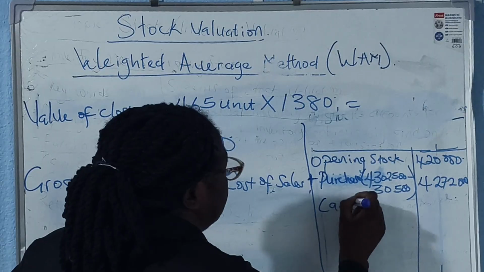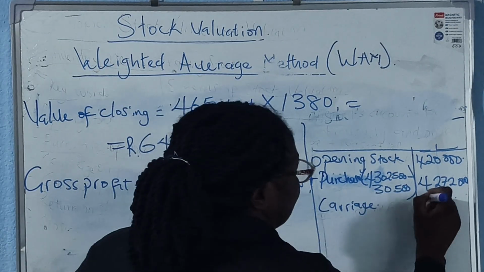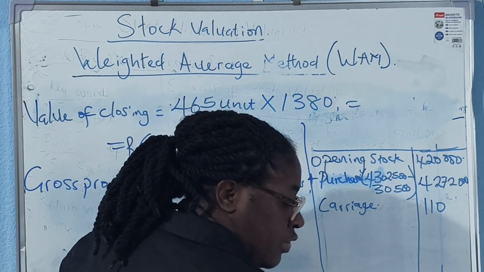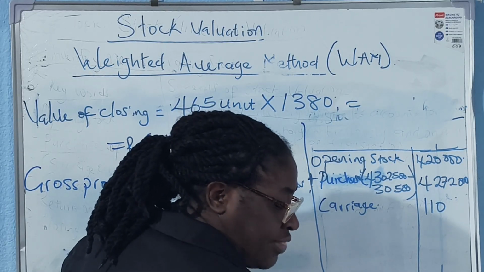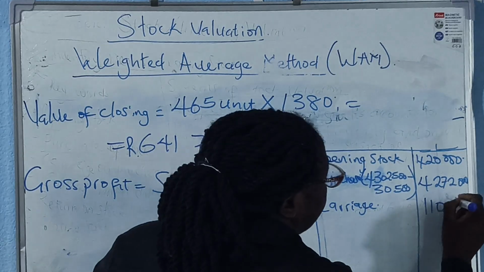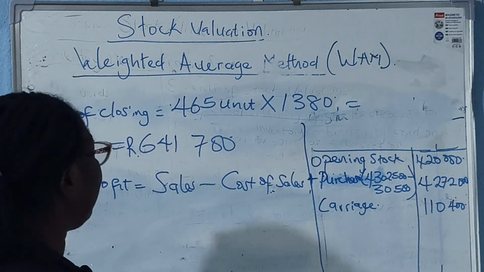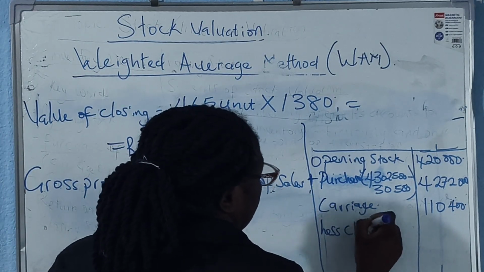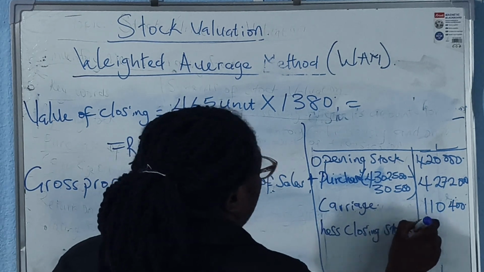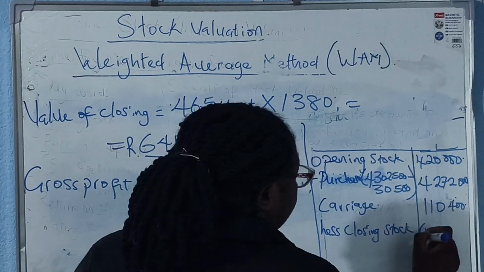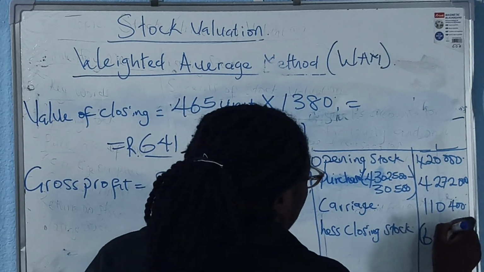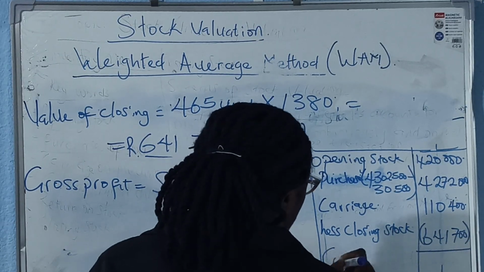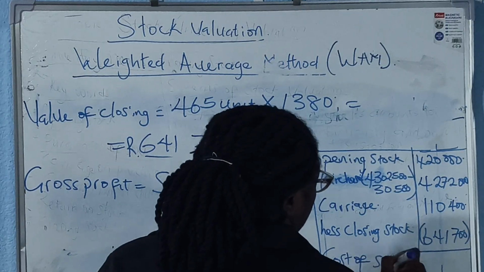We have carriage. Our carriage stands at 110,000. I need to go back to the question. The carriage stands at 110,400. Then we finally less our closing stock, which we still have on the board. That is 641,700. So when we compute all this, we get our cost of sales.